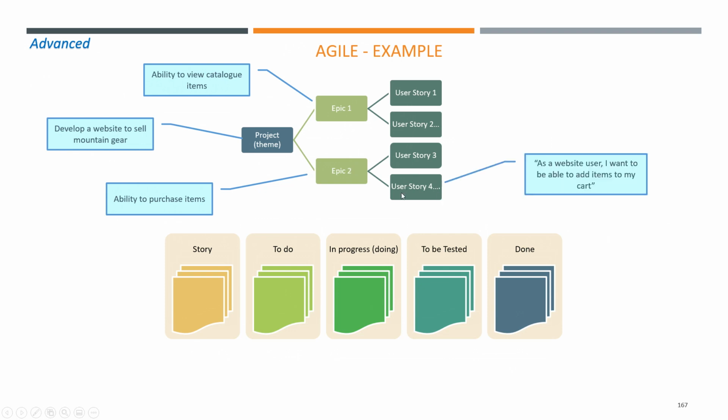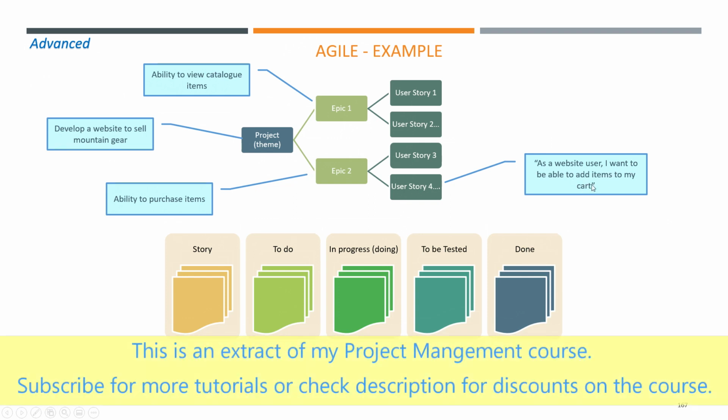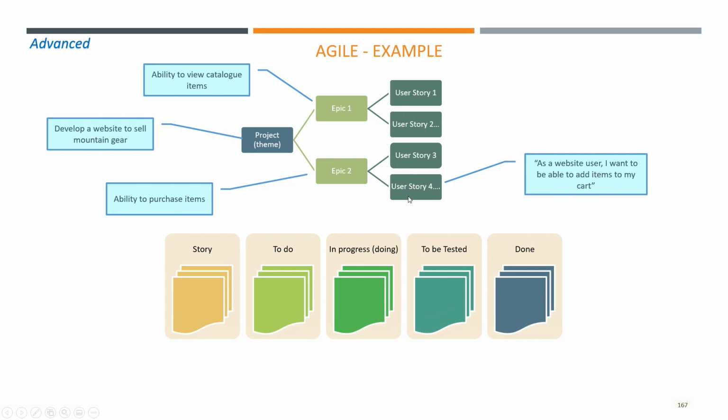And this is a user story, what they call a story. What we've seen in the previous slide is it's often worded this way: as a user, I want to be able to search. So as a website user, I want to be able to add items to my cart. So this is a story that will go here. And this story here will be, Mr. Builder, please create a piece of code that will allow items to be added to the cart.